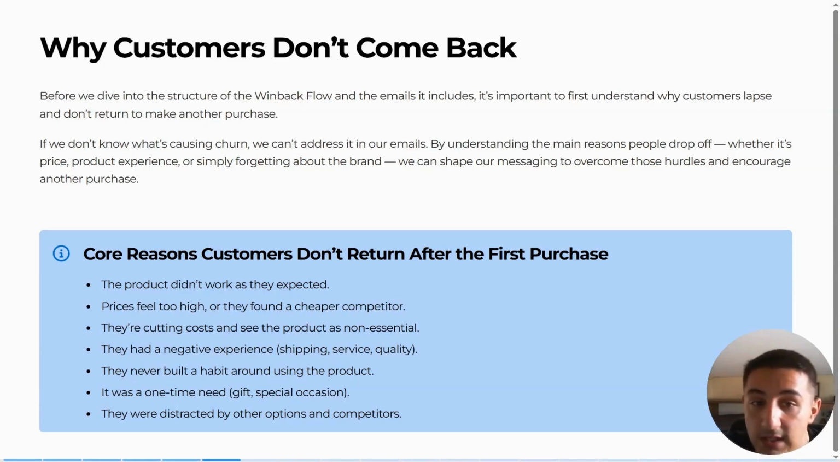Understanding them is key, because once you know why customers don't come back, you can address these exact issues in your win-back flow and give them a reason to return. So that's it. Now I'm going to show you the structure of the flow.